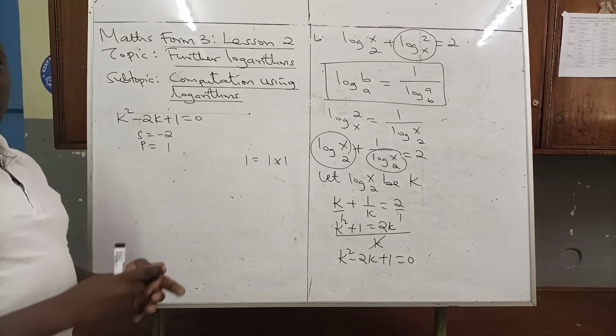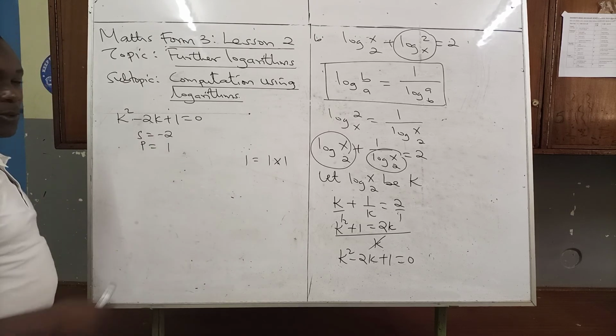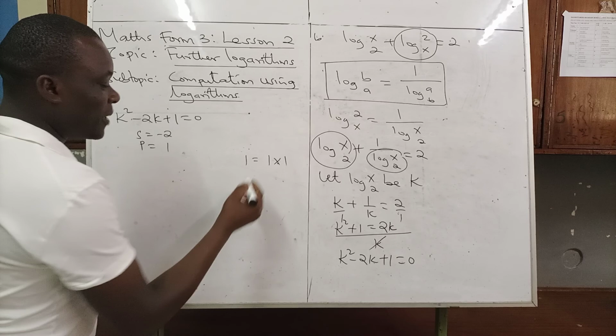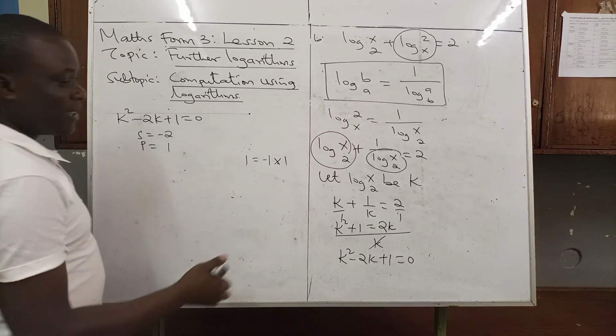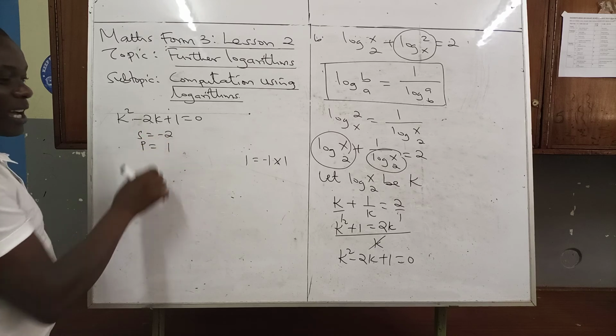There is no other way you can obtain 1. But when you add 1 and 1, will you get positive 2? No, you cannot get positive 2. If you introduce a minus here, then you say minus 1 plus 1, will you get positive 2? I mean minus 2. Yeah, you cannot.